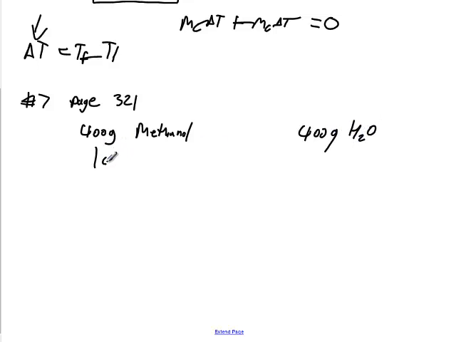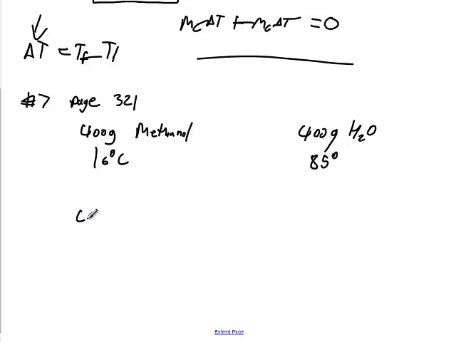The methanol starts at 16 degrees Celsius. The water starts at 85 degrees Celsius. And we're supposed to figure out what the final temperature is going to be, assuming no heat is gained or lost to or from the surroundings. So then we can just rely on our equation that says the total energy change is 0.